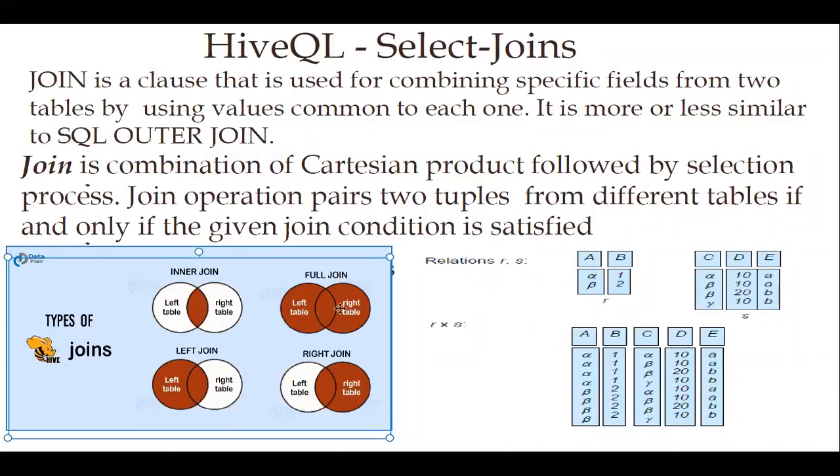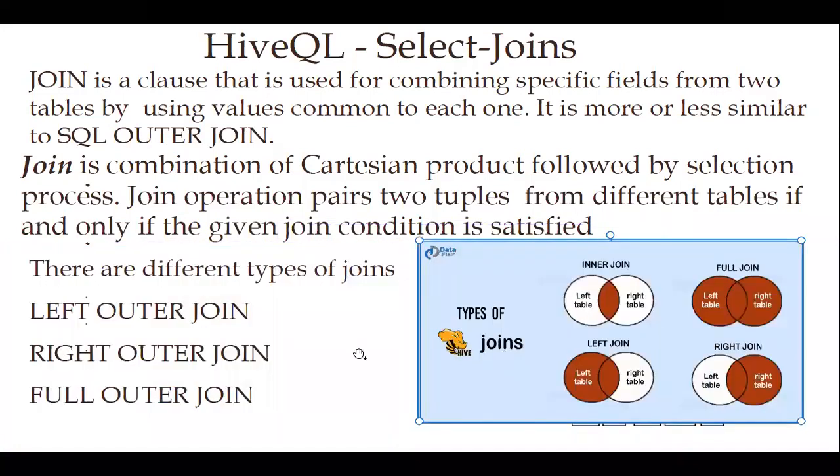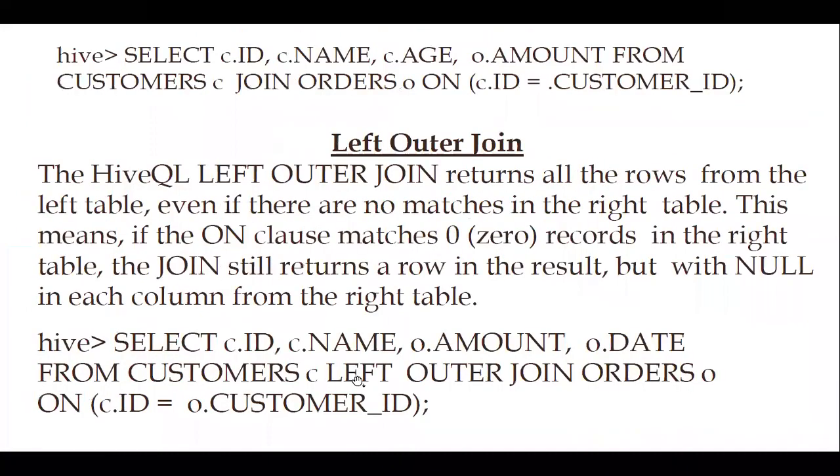And the full join is another type of join we are going to perform. This is the inner join, this is the outer join. The full join is a combination of both, and then there are the left join and right join. So there are different types of join you can perform here. Mainly we are going to talk about the left outer join, right outer join, and full outer join. Now let's discuss a simple query, how you can write a HiveQL query for a join operation.